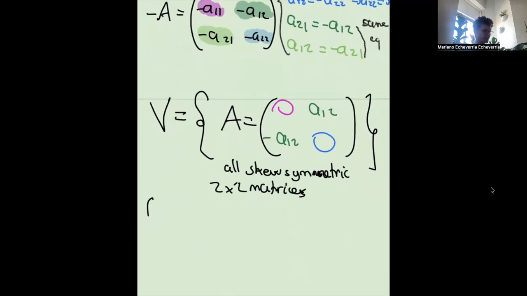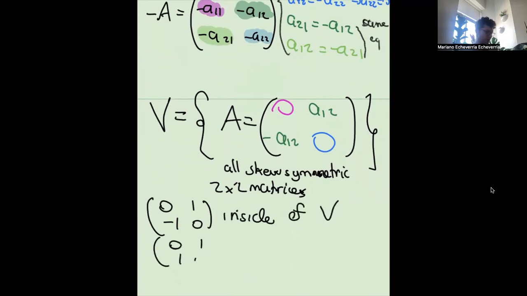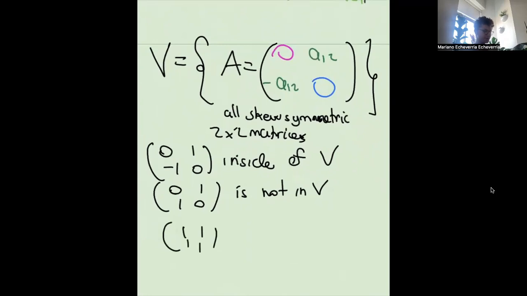For example, 0, 1, minus 1, 0 is inside of V. But if you took something like 0, 1, 1, 0, it's not in V. And also if you took something more silly like 1, 1, 1, 1, that's not in V. So again, for the matrix to be inside of V, the third entry has to be minus the second entry. Or if you prefer more symmetrically, these two entries have to add up to 0.